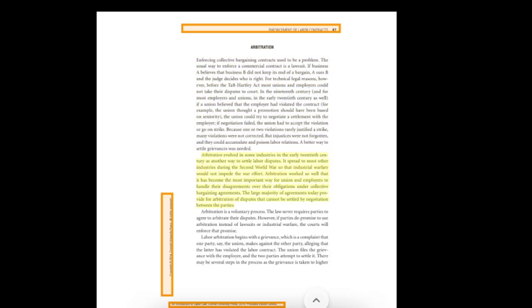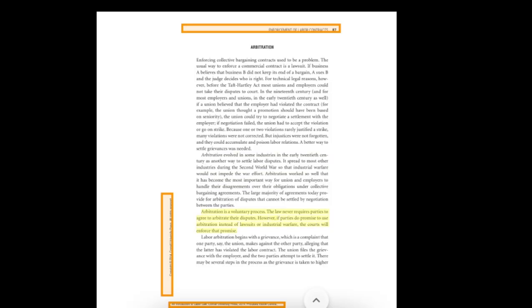Arbitration evolved in some industries in the early 20th century as another way to settle labor disputes. It spread to most other industries during the Second World War so that industrial warfare would not impede the war effort. Arbitration worked so well that it has become the most important way for unions and employers to handle their disagreements over their obligations under collective bargaining agreements. The large majority of agreements today provide for arbitration of disputes that cannot be settled by negotiation between the parties.